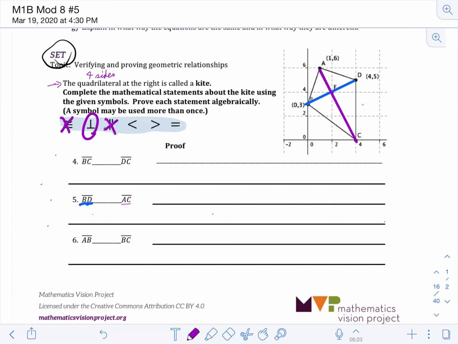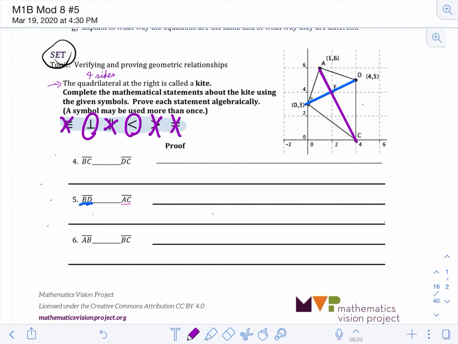Now this one says, is BD less than AC? Well, it looks like BD could be less than AC, so that one might work as well. And the last two: is BD bigger than AC? Definitely not, so that one's not going to work. And is BD equal to AC? That one's not going to work either. So we either have perpendicular or less than.